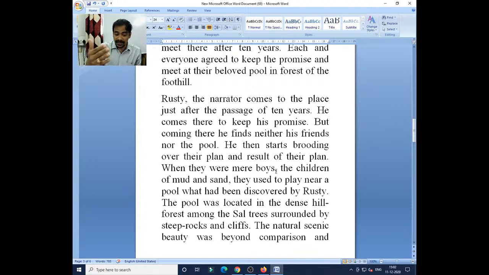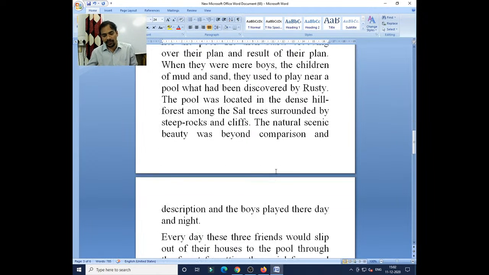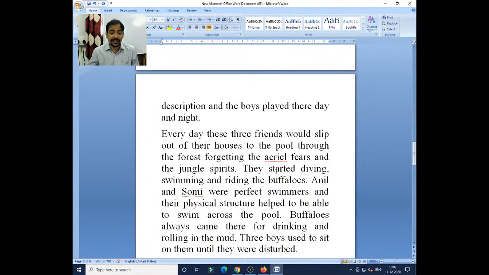When they were boys, the children of mud and sand, they used to play near a pool. What had been discovered by Ruskin? The pool was located in the dense hill forest among the sal trees, surrounded by steep rocks and cliffs. The natural scenic beauty was beyond comparison and description, and the boys played there day and night.